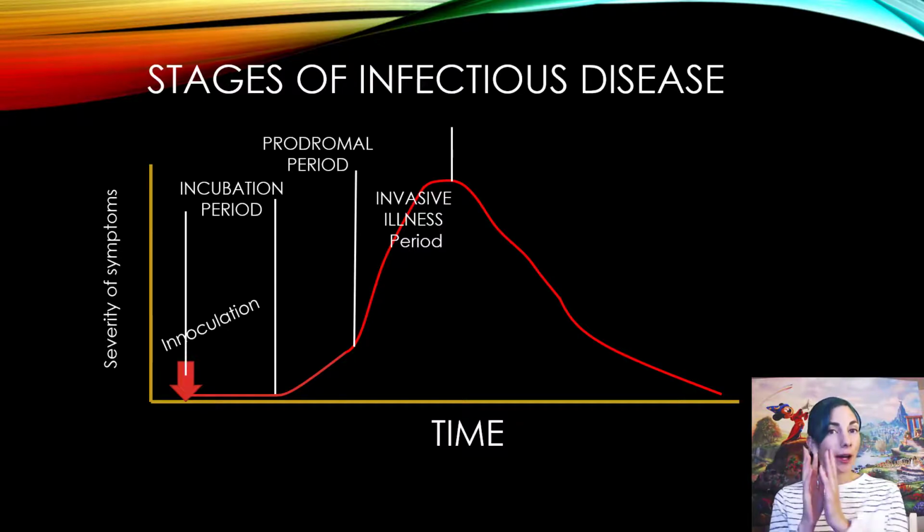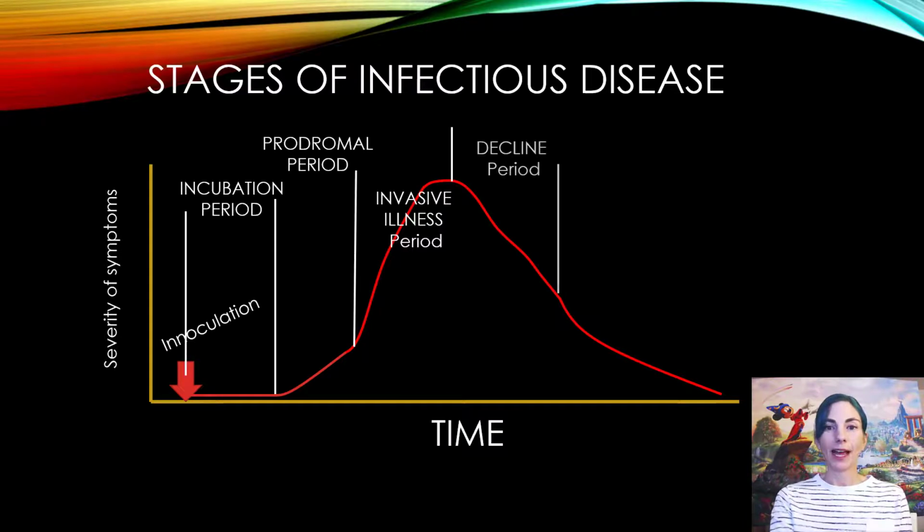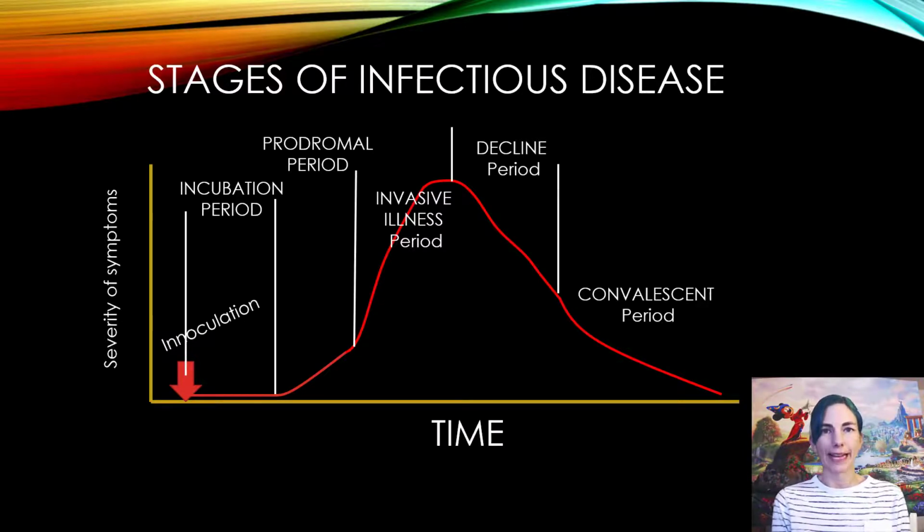And then, hopefully, your immune system starts winning that battle and your symptoms start to decline. And so this is known as the decline period. You're still feeling pretty under the weather, but you're not as sick as you once were. And then you heal mostly, and you might have some lingering symptoms in there, and we call this the convalescent period.